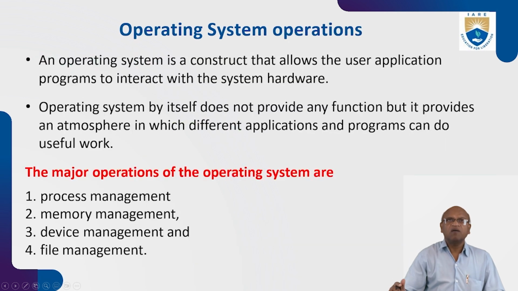So we'll see what the operating system does. An operating system is a construct that allows the user application programs to interact with the system hardware. Since the beginning we are discussing that OS is everywhere, OS is everything, and what the user wants will be done by the OS through the hardware. So the OS directly interacts with the hardware, and what the user wants will get done by the hardware.